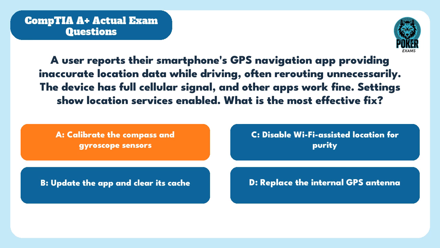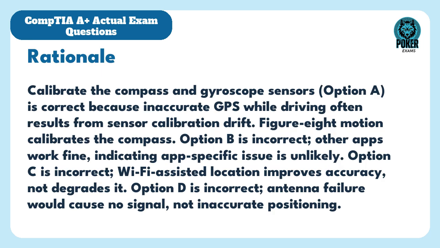The correct answer is A. Rationale. Calibrate the compass and gyroscope sensors, option A, is correct because inaccurate GPS while driving often results from sensor calibration drift. Figure-8 motion calibrates the compass. Option B is incorrect. Other apps work fine, indicating an app-specific issue is unlikely. Option C is incorrect. Wi-Fi assisted location improves accuracy, not degrades it. Option D is incorrect. Antenna failure would cause no signal, not inaccurate positioning.